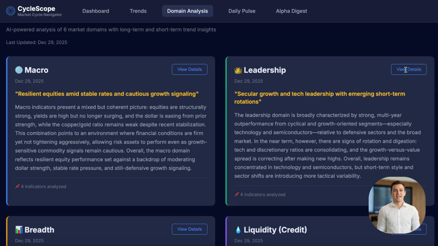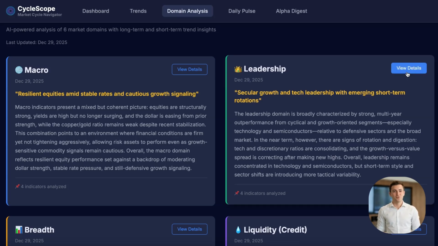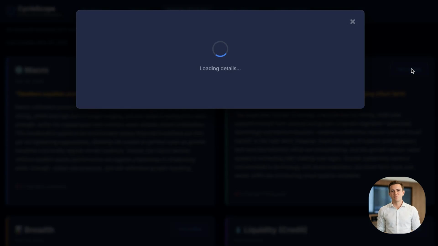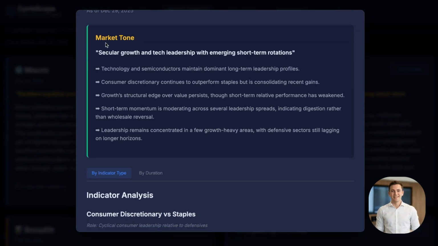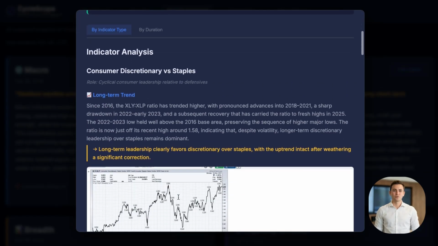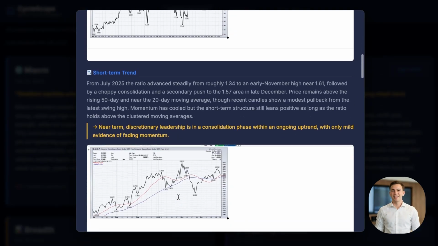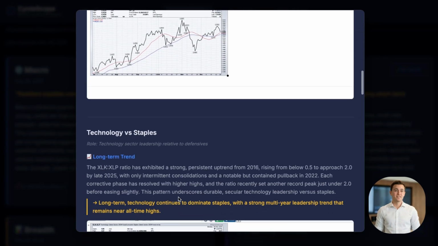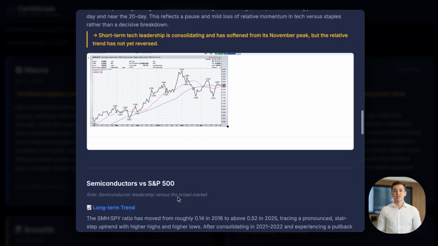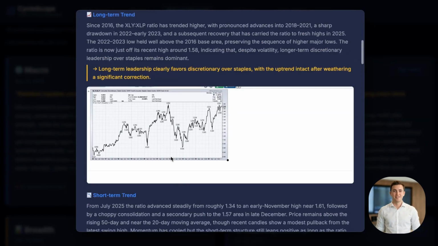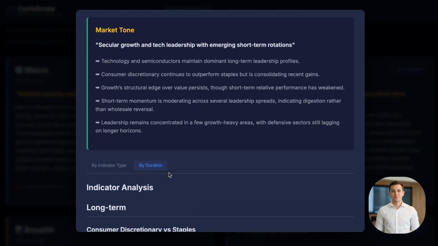Leadership uses 4 indicators. Want to see them? Click View Details. This opens a modal with the full analysis. Market tone with key points. Then individual indicator breakdowns. Each indicator shows its role, long-term trend, and short-term trend. This is institutional-grade depth. You can also switch to viewing the charts and analysis by time duration. This is how you deep dive.